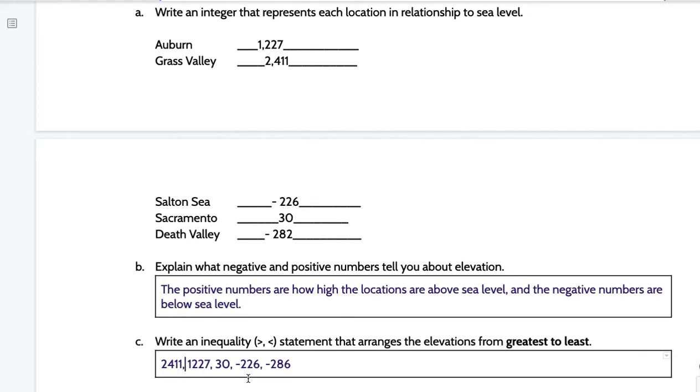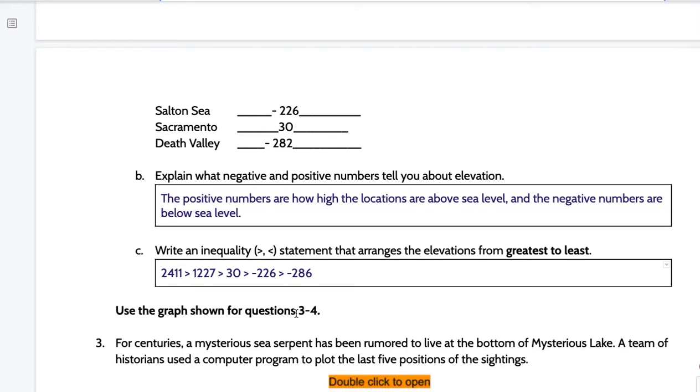Then we need to turn this into an inequality statement, from greatest to least. Since I already put them in order, I can just put the inequality symbols in. Just focus on these two: this number is greater than this number, so that's the direction the inequality statement should be facing.